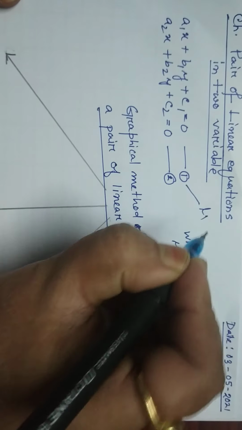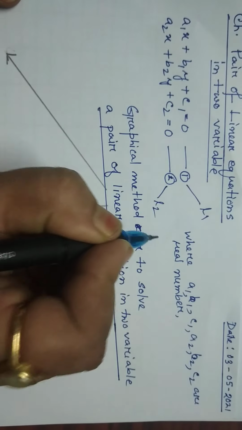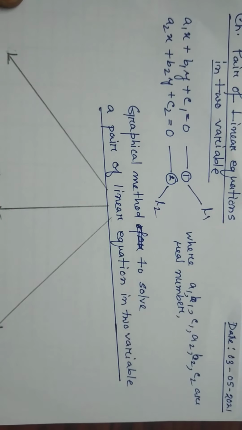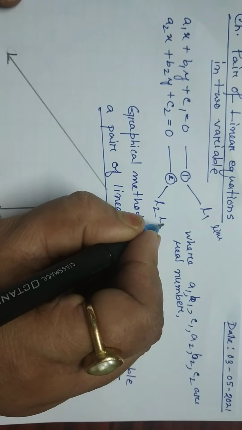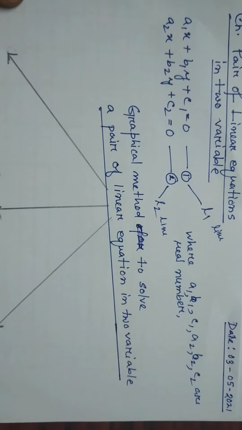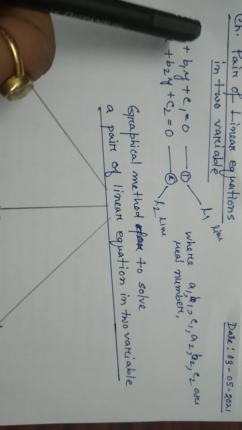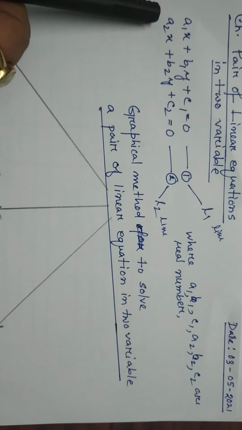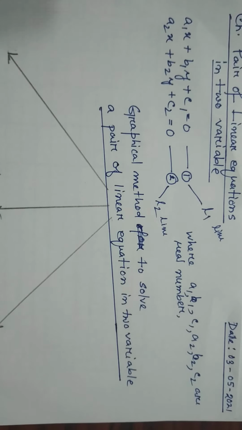Suppose one is L1 from this equation and this one from this equation. This one is the L1 line and this one is the L2 line. Why? Because the graphical representation of a linear equation in two variables is a straight line. That's why a pair means two linear equations in two variables, and from these two equations we will get two lines.